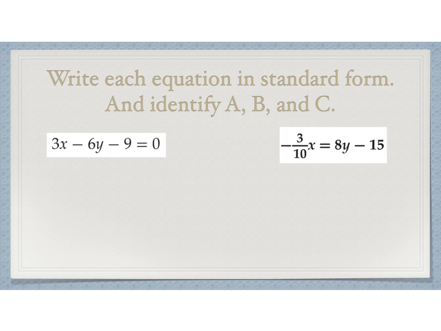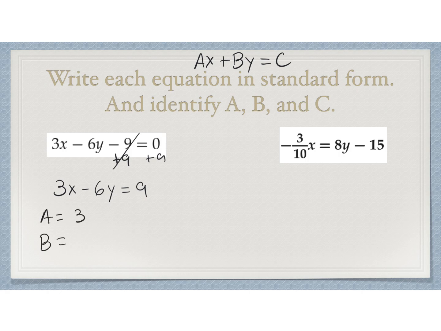So for this one, they want us to write each equation in standard form and identify A, B, and C. Remember, standard form is AX plus BY is equal to C. So that's the form they want us to rewrite this in. For the first one, we already have X and Y on the same side. So we're just going to add the 9 to the other side to create 3X minus 6Y is equal to 9. Our A will be the one with the X, which is 3. Our B is going to be the one with the Y, which is negative 6. And our C is going to be 9.